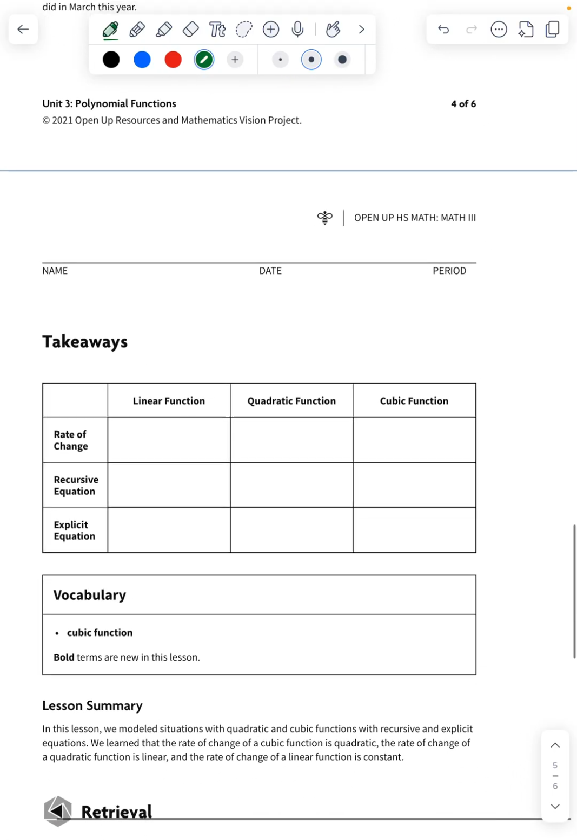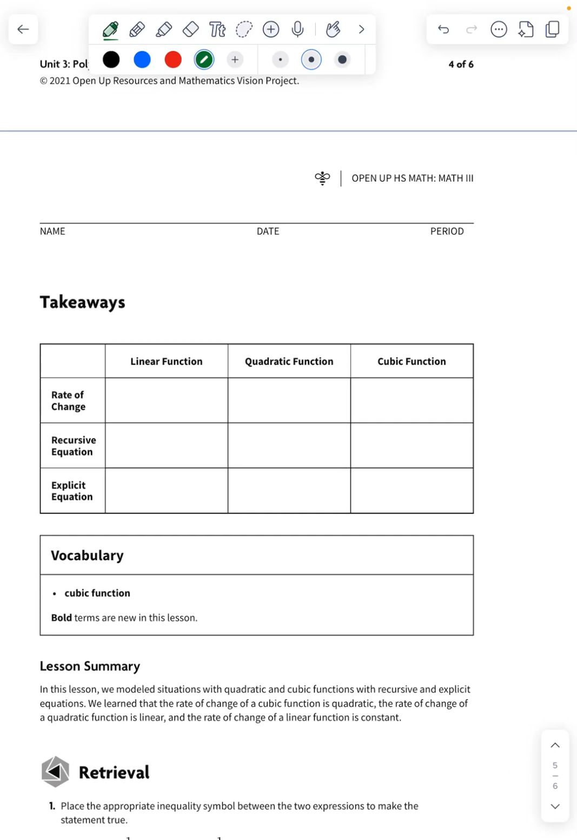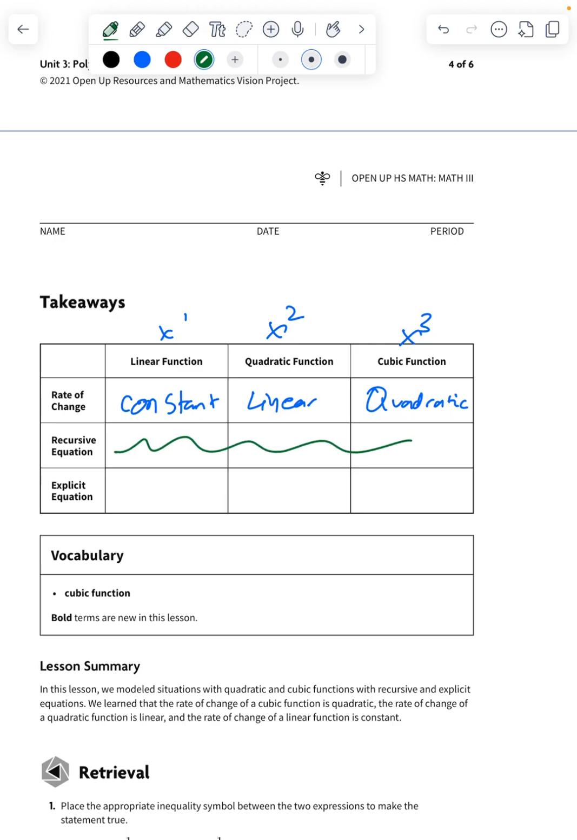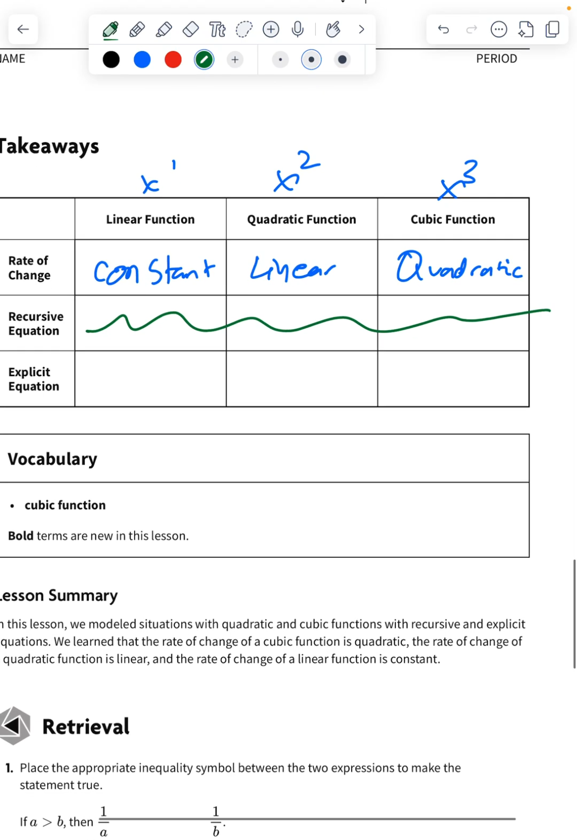So this is our takeaways. The rate of change of a linear function is constant. The rate of change of a quadratic function is linear. The rate of change of a cubic function is quadratic. So this is x to the third, this is x squared, this is x to the first, and then these rates of change are 1 less. The recursive equation is not something we're worried about.